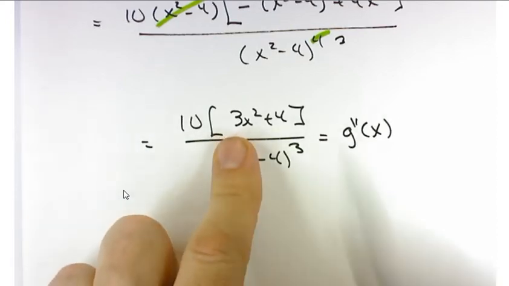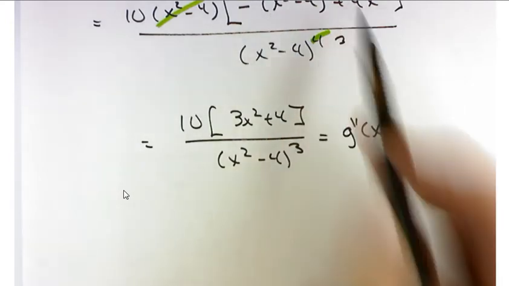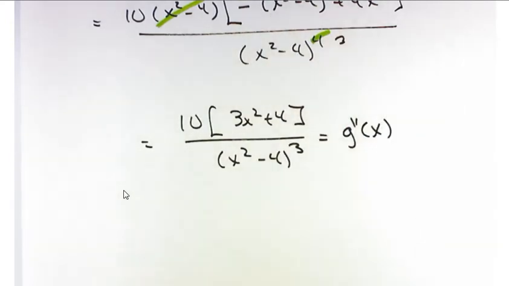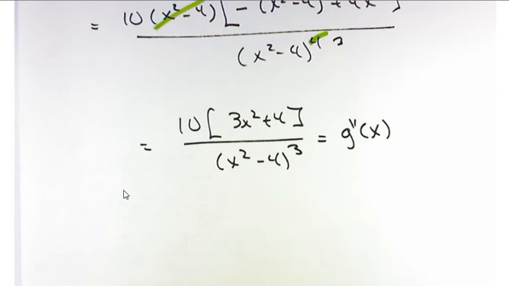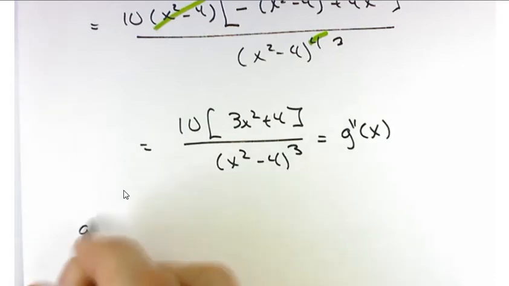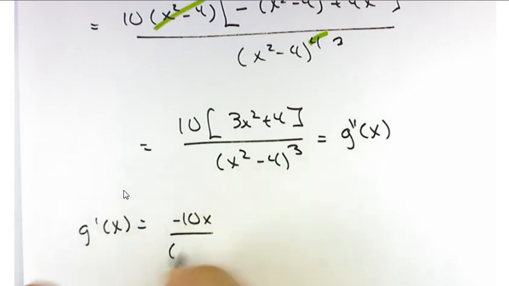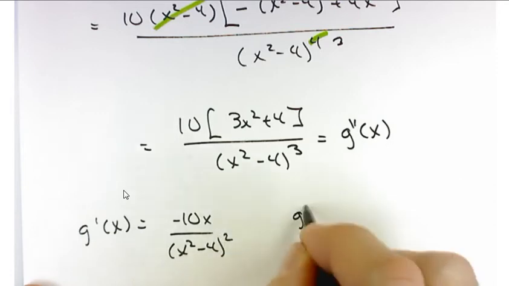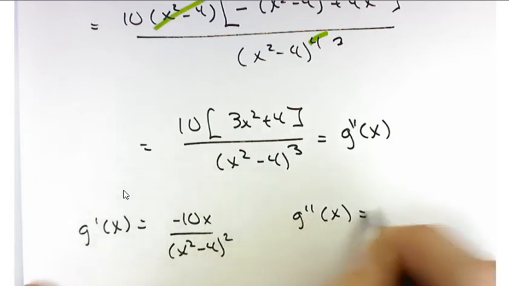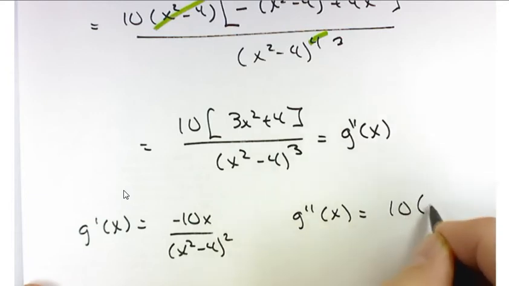Three, right? Because minus 1. Okay. Let's take stock of our derivatives now. We had the first derivative, which was g prime of x was negative 10x over x squared minus 4 squared, and g double prime of x is 10 times 3x squared plus 4.